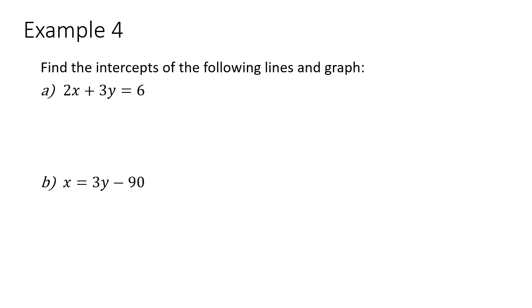I'm going to start by finding the intercepts. So it doesn't matter what order you do them in. Let's say I want to find the y-intercept first. That means I would plug in 0 for x. And since that would be 2 times 0, that whole first term would go away. So we would just get 3y is equal to 6. Or if we divide both sides by 3, y is equal to 2.